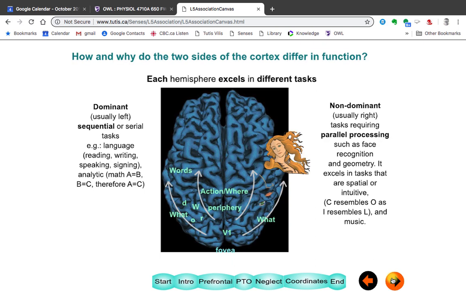Also, the two halves of your brain aren't equal. Okay? Each side has its own specialization. In most people, language is located on the left. And for that reason, it's called the dominant side. And it's called the dominant side because of neurosurgeons. Okay?